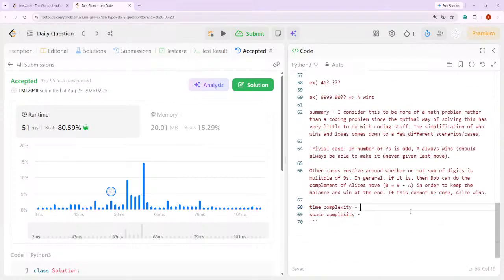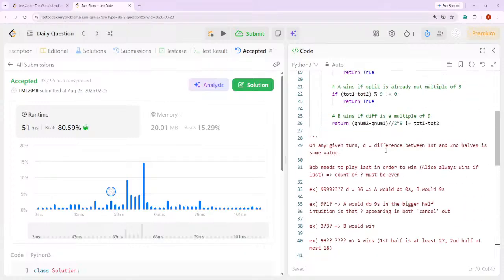Time complexity, this can be O of n, where n is the length of the string, because it does a single pass to count question marks and calculate sums of the first and second halves. And space is O of 1, since no space is needed, no arrays or anything. Okay.